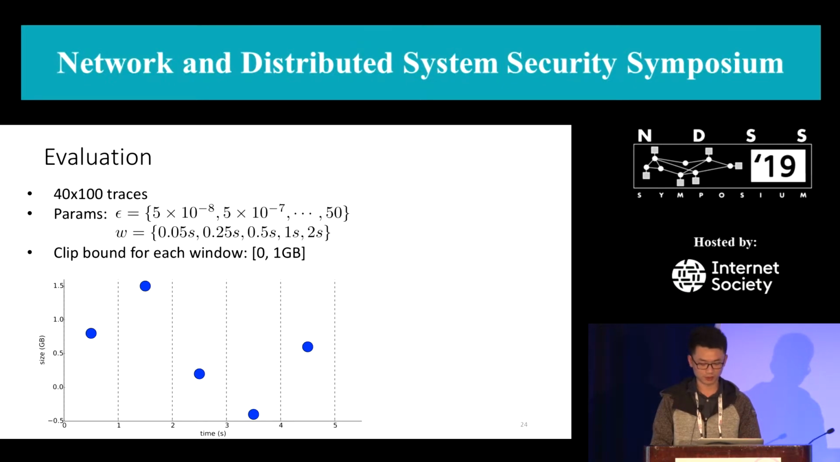The blue circles are the data after applying differential privacy. So we will examine each of the data and change values that are less than 0 to 0 and values that are larger than 1 gigabyte to 1 gigabyte, as shown in the red circles.